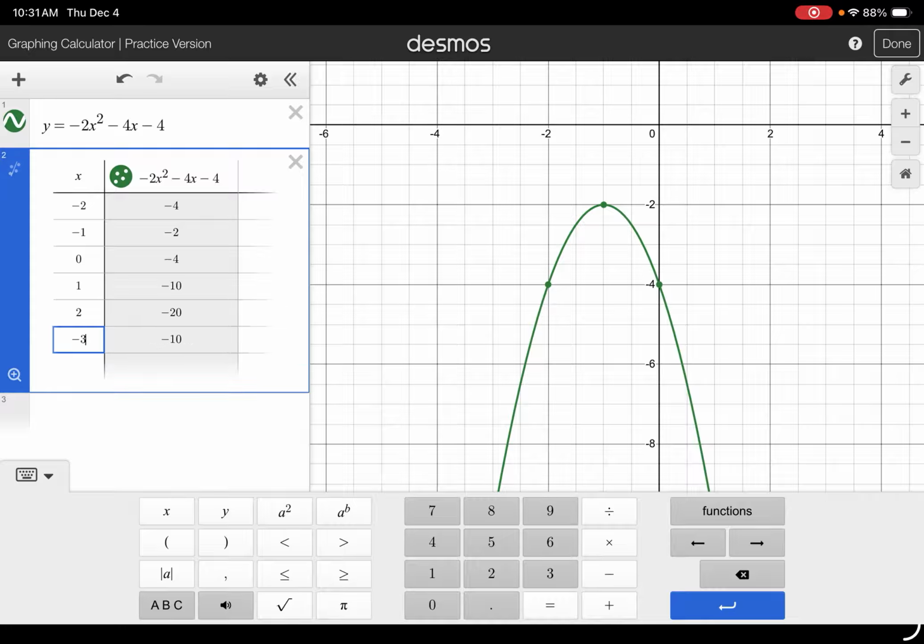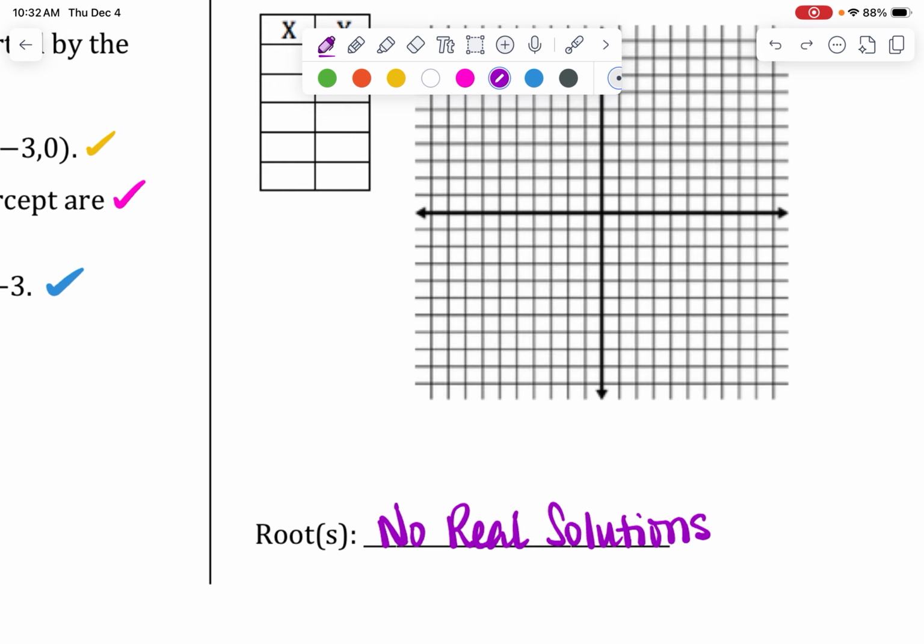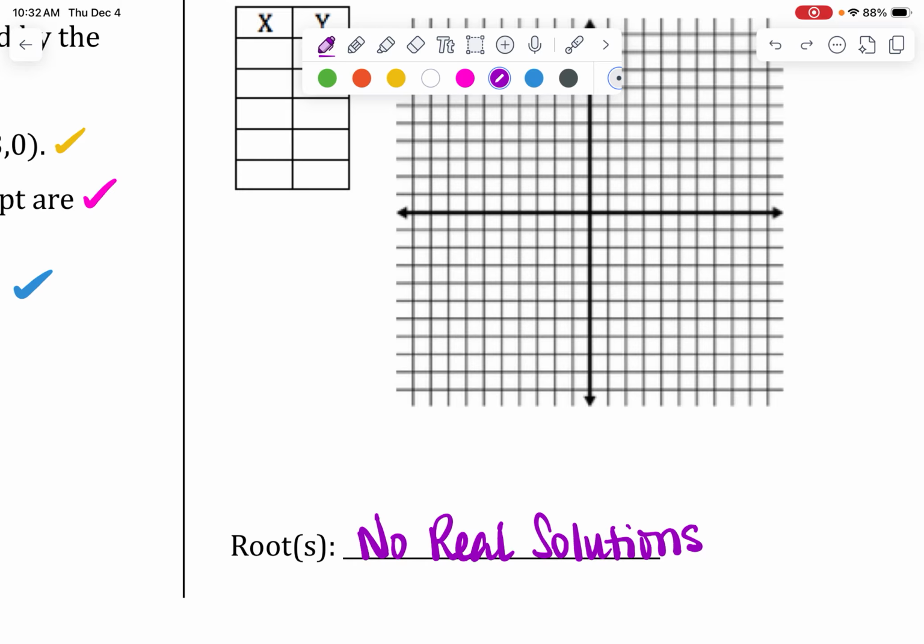I'm going to type in -3. Oh yeah, that gives me a nice number. So -3, -10, and then 1 is -10. So again, I'm just finding 5 points that I can graph, because your graphs have to be exact. Please don't just be like, oh, I'm just drawing something like that, right? You have to be very specific. I'm going to be checking for exact points here.